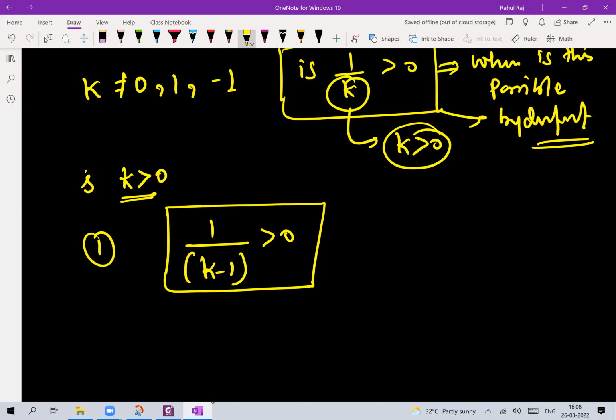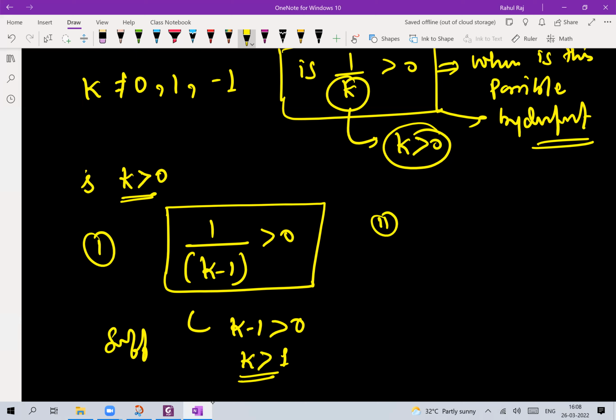When is a fraction positive? When numerator and denominator both are positive, right? Now for this fraction to be greater than 0, k minus 1 should be greater than 0. Agreed? Any doubt? And if k minus 1 is greater than 0, k is greater than 1. If k is greater than 1, k will surely be greater than 0. So I can say this is sufficient.